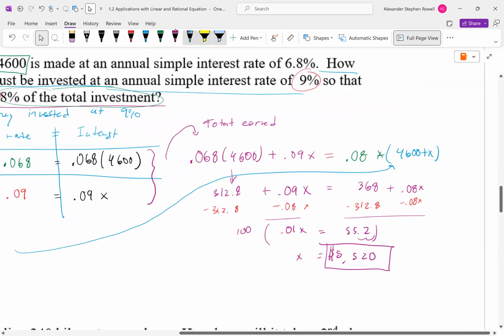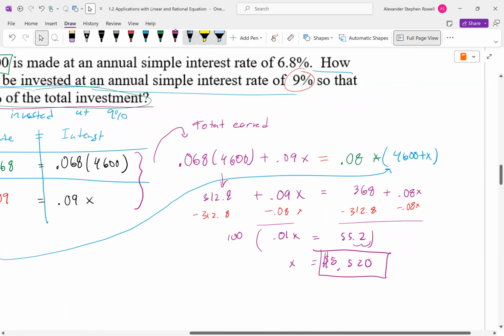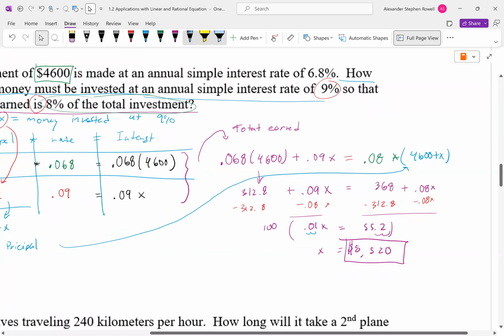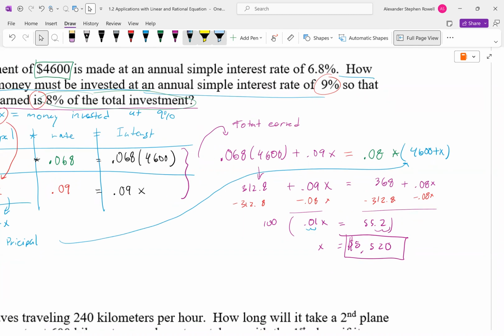Yes. Why multiply by 100? Because this is the tens place, this is the hundreds place. So this is literally the number 1/100. And multiplying by 100 moves the decimal place to the right twice. So I'll get 1x, which is x. Okay, any other questions? Well, yeah, it's a calculator course, so just plug in 55.2 divided by 0.01, and it will spit out the right answer, right?